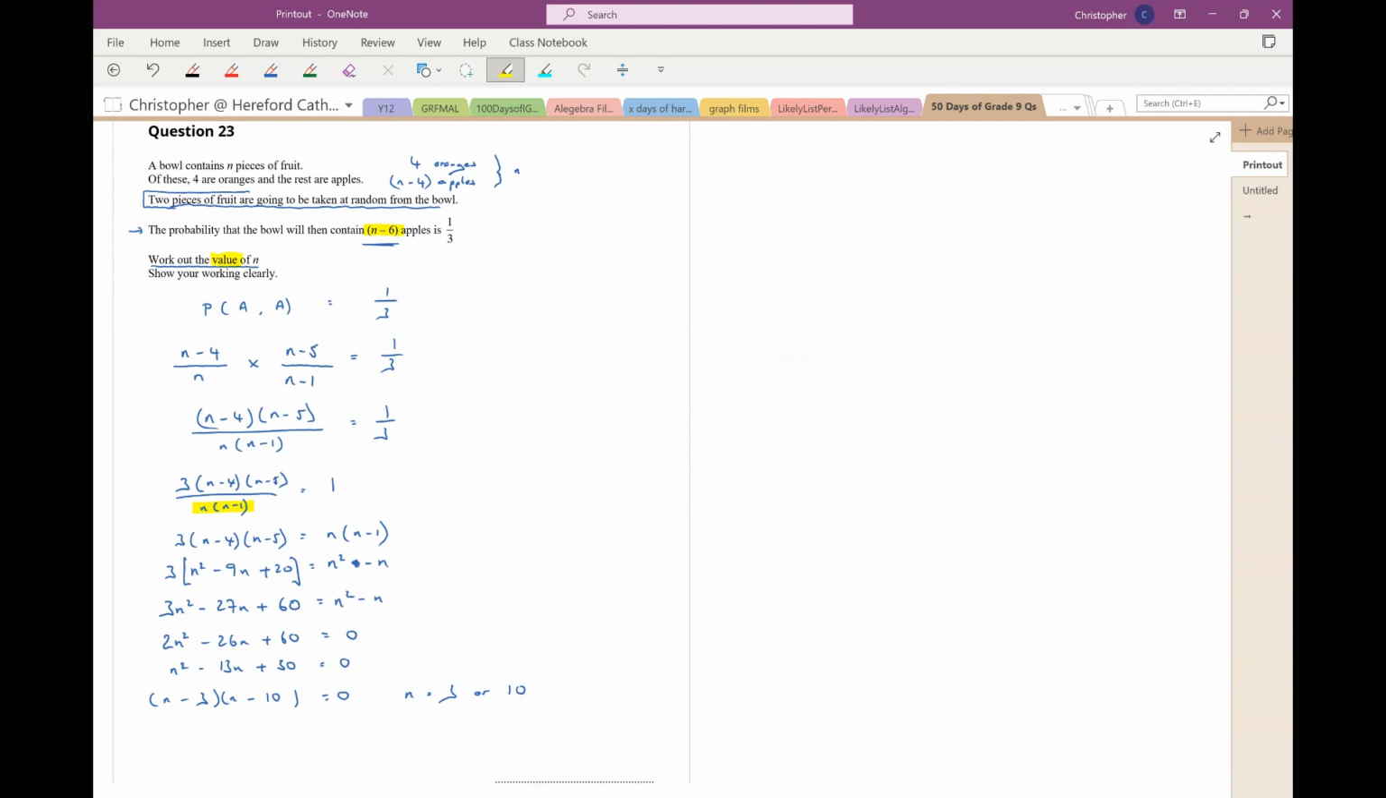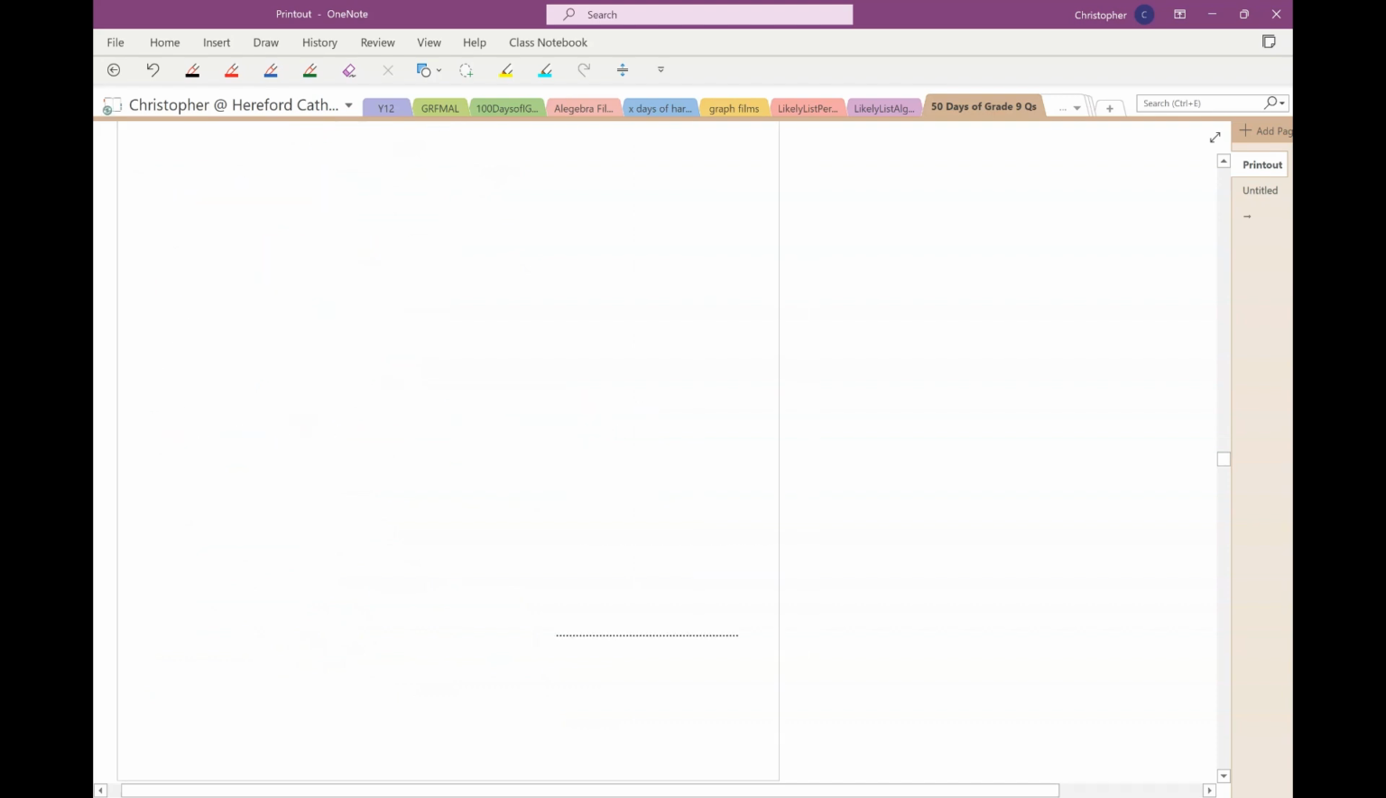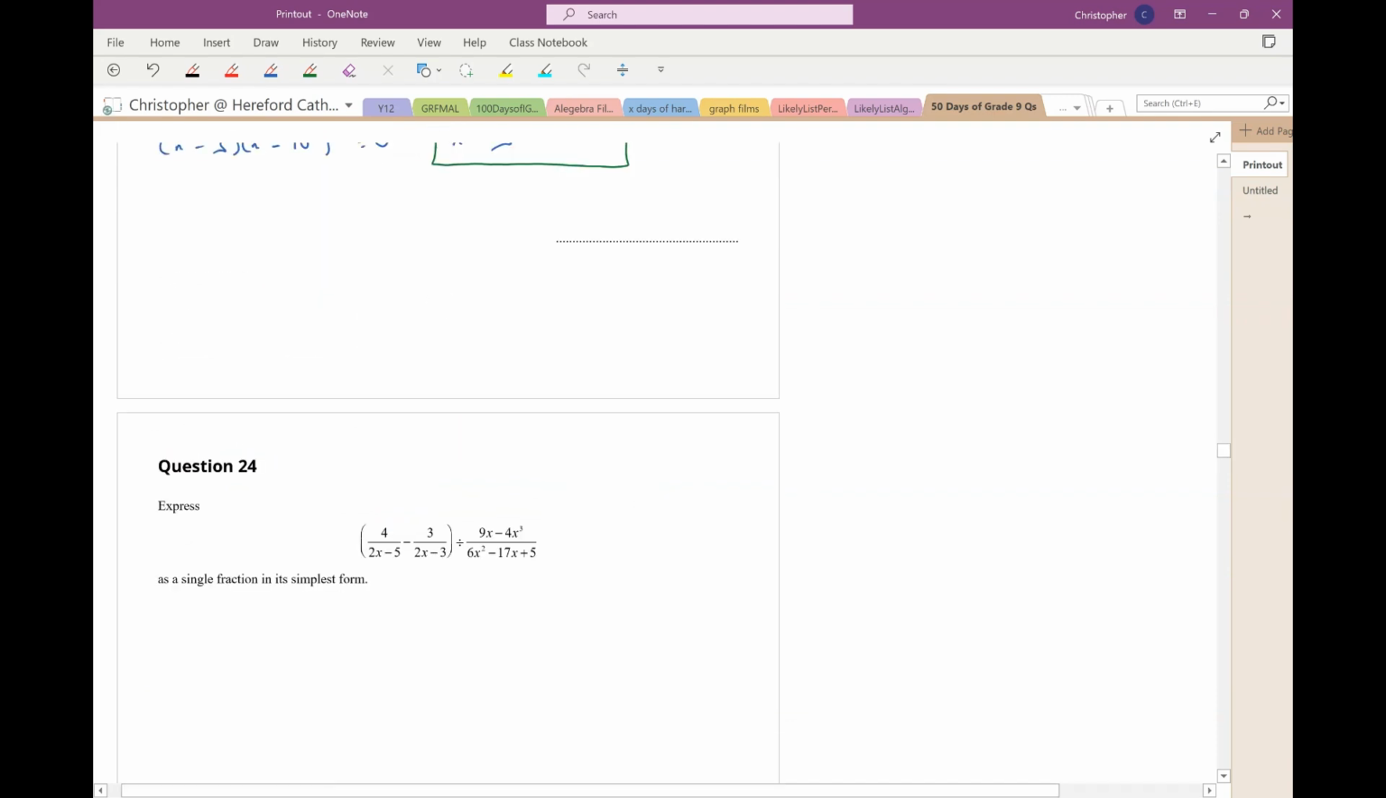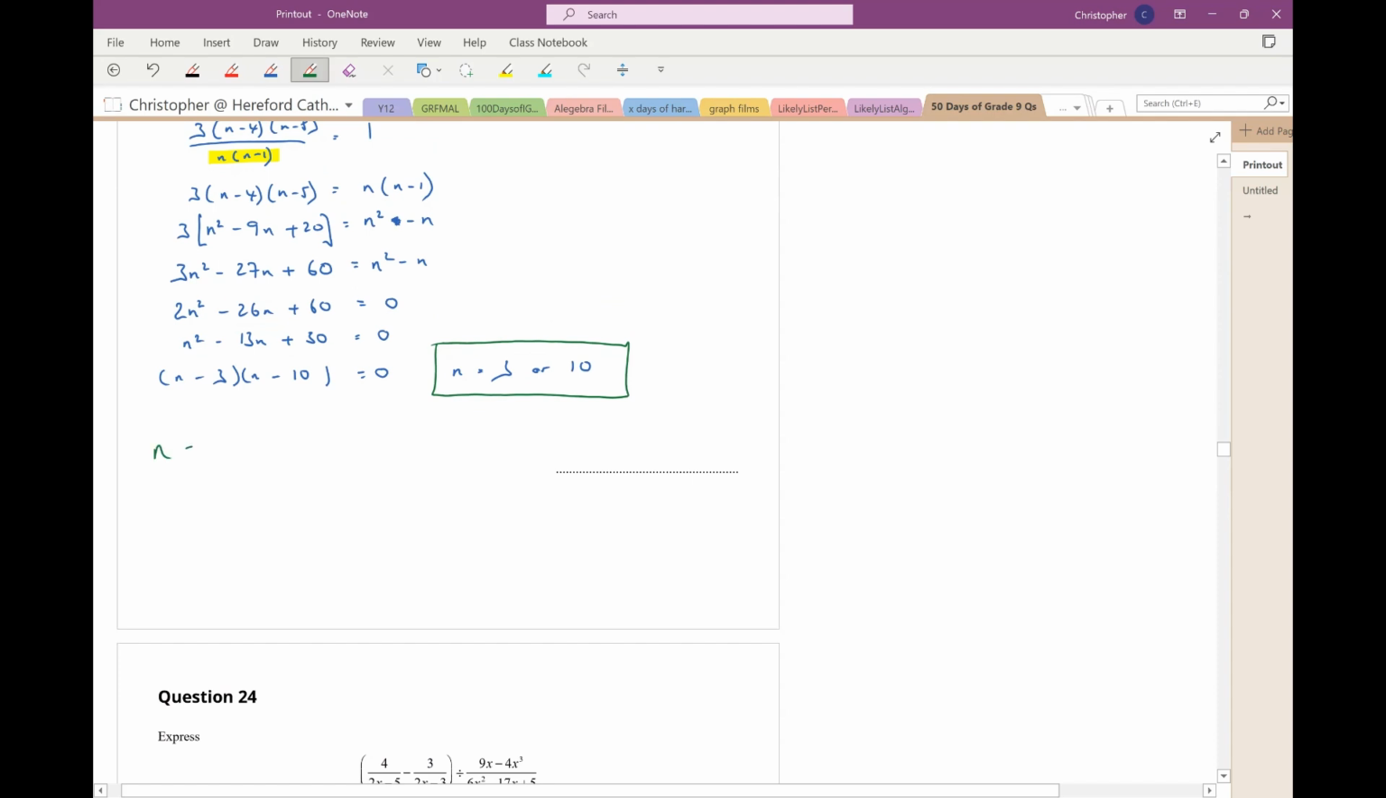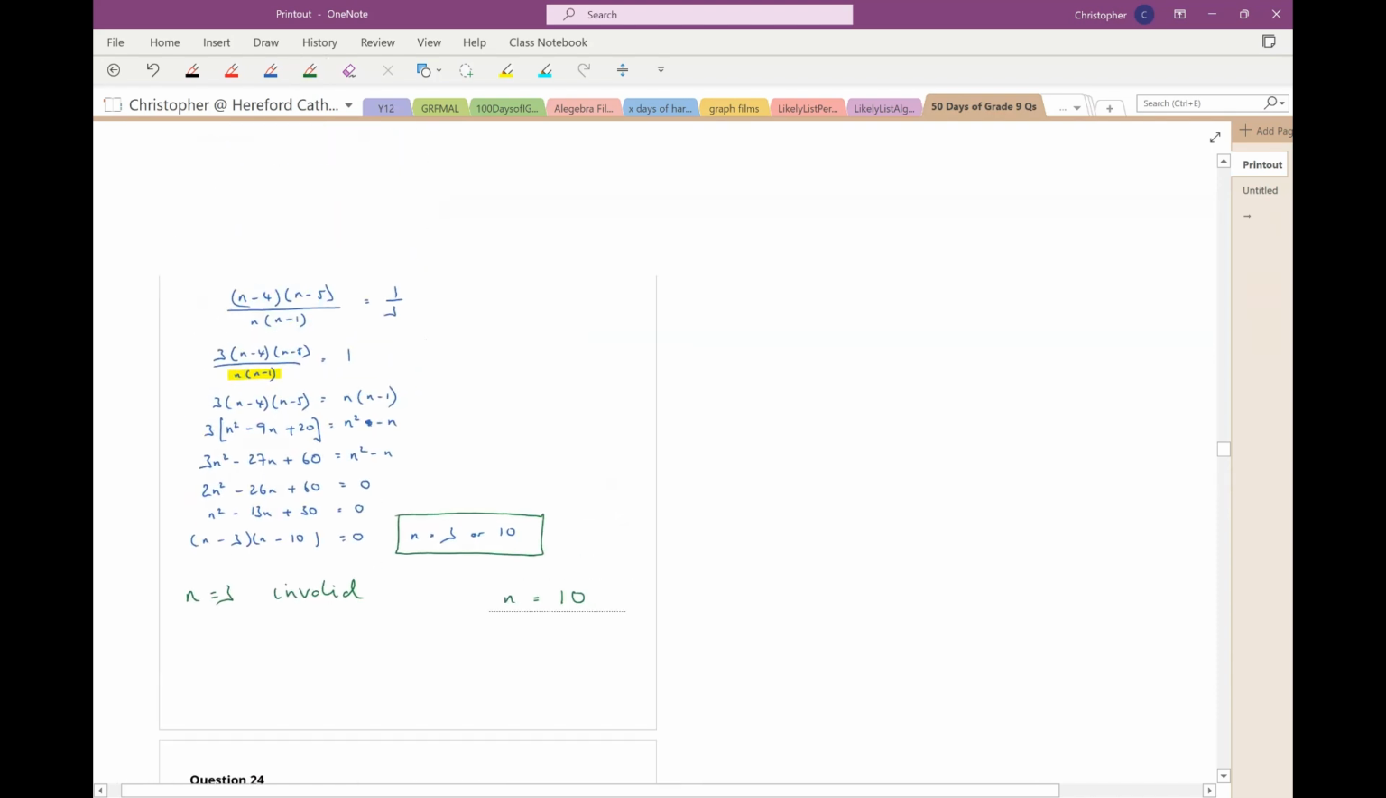And the reason it's only expecting one answer is because one of these answers, the 3 or the 10, is not a valid answer. And that is because, do you see how we start with n minus 4 apples? Well, n can't be 3 then, because if n was 3, you'd end up with minus 1 apple to start with. Well, that's not possible. So, n equals 3 is not valid. n equals 3 is invalid. So my answer is that n is 10.